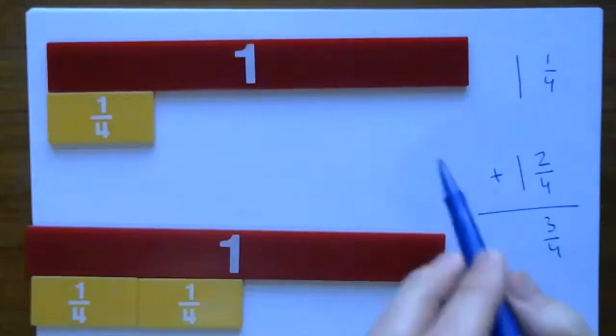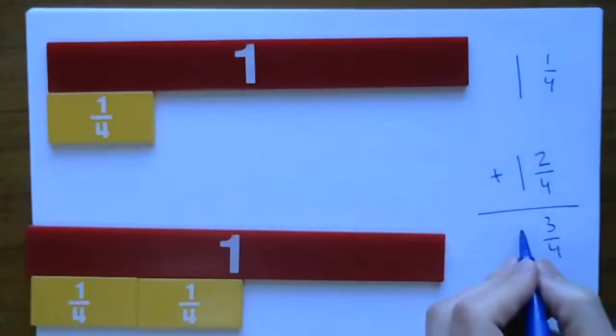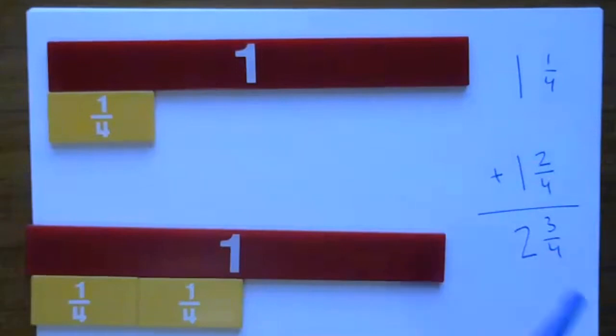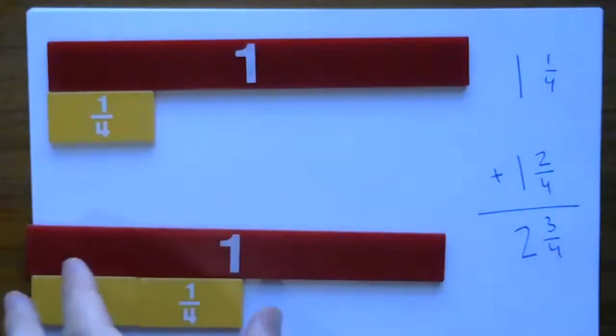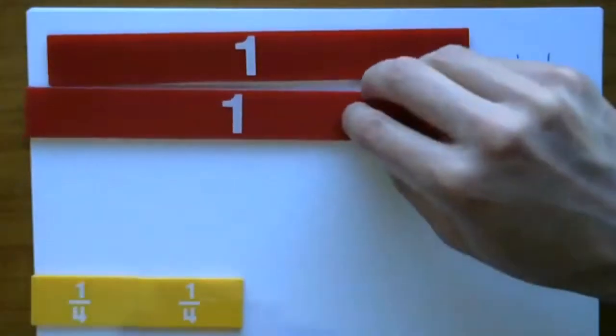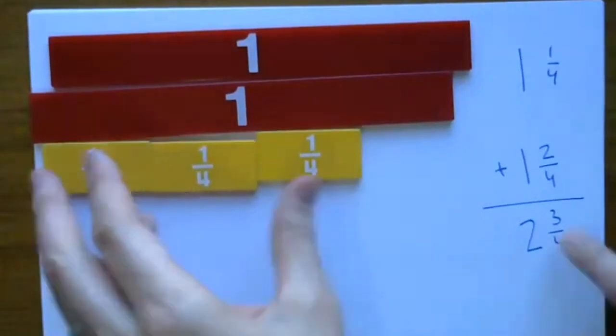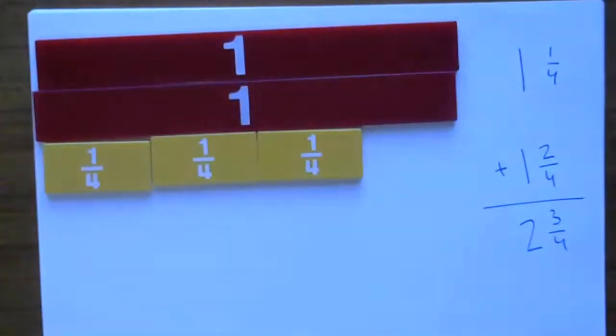And then add the whole numbers. I have one whole plus another whole. So I have two wholes altogether. So altogether I have 2 wholes and 3/4, or 2 3/4.